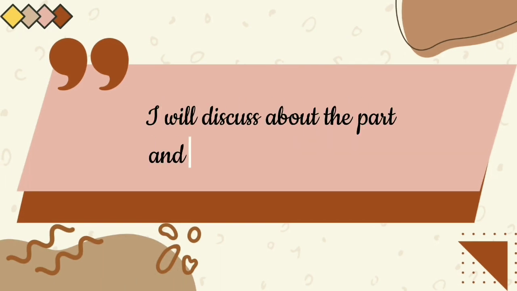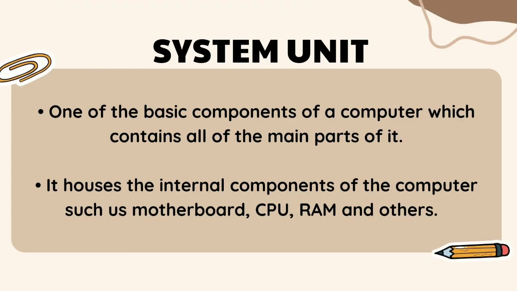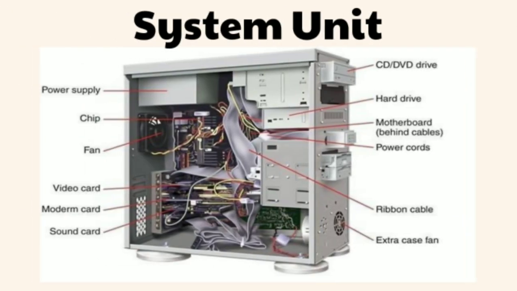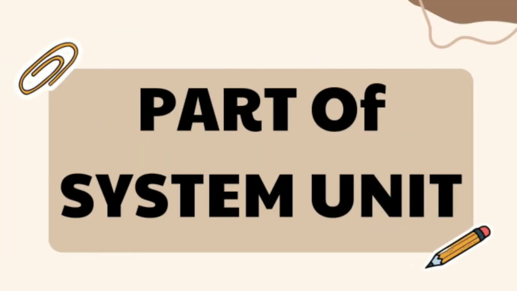Let's discuss the parts and function of the system unit. The system unit is one of the basic components of a computer which contains all of the main parts of it. It houses the internal components of the computer such as the motherboard, CPU, RAM, and others. This is the system unit.